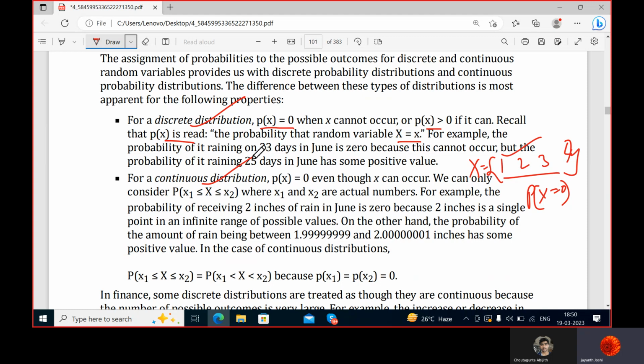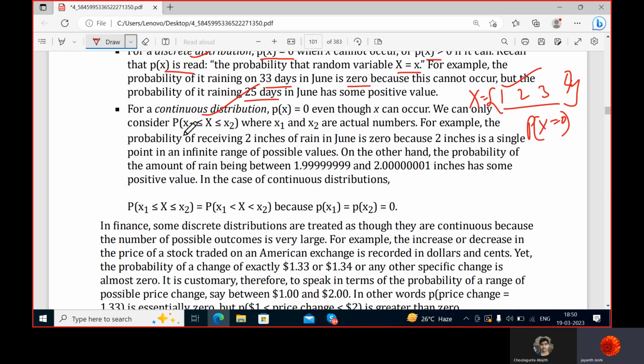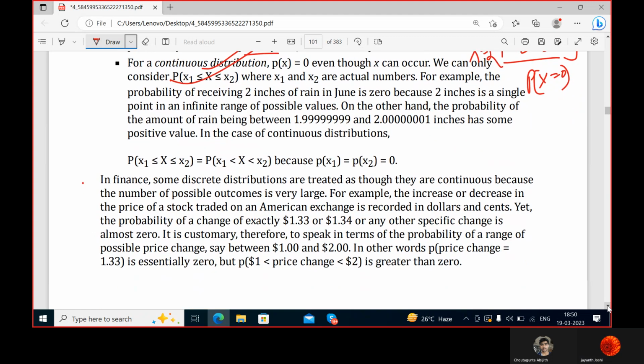For example, the probability of it raining on 33 days in June is 0, because do you think 33 days exist in June? No, that doesn't fall in this set at all, correct? But if I want to check for 25 days, it is possible. And we have already discussed the continuous distribution, so no need to discuss that.